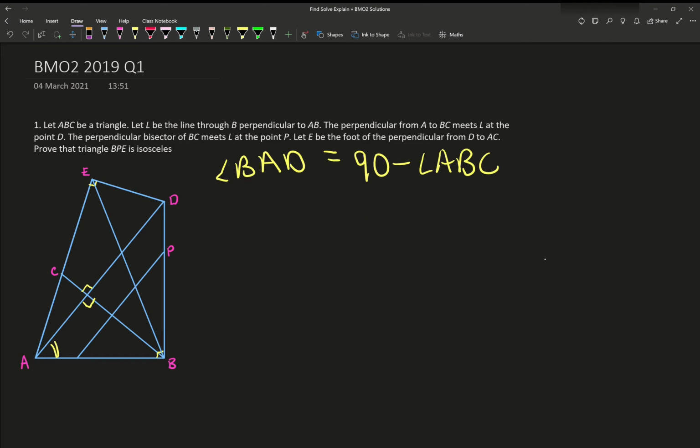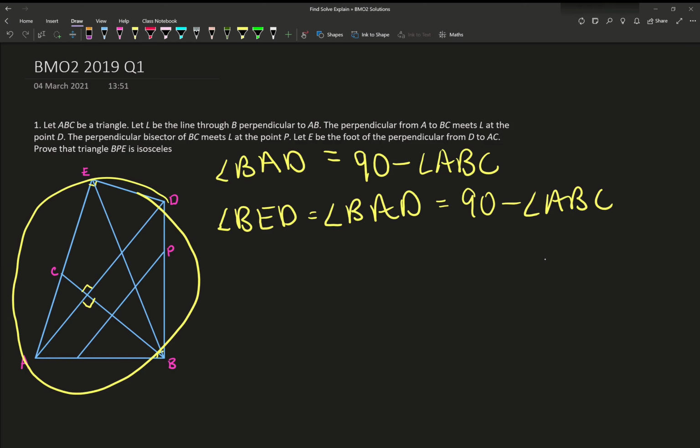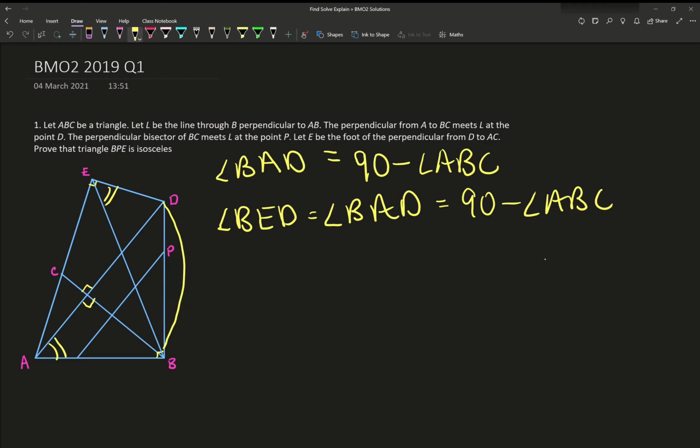Okay. We can also say that angle BED equals angle BAD, which of course equals 90 minus angle ABC from above. Okay, so we say this because we know that there's a circle that goes through all of these points, as this quadrilateral is cyclic, and so these two angles here and here, they both subtend the same arc BD.